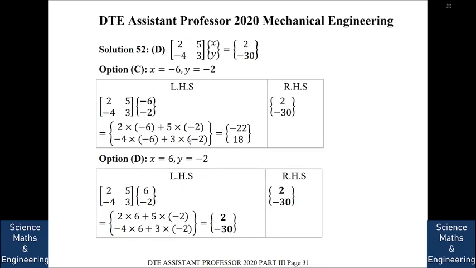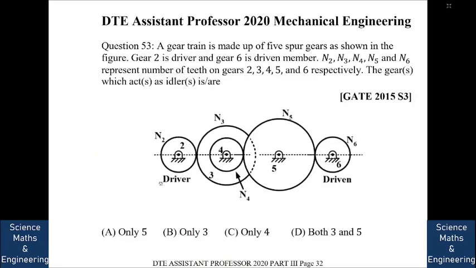So in exam the second method you can prefer more because it is faster. However, if these matrices are complicated, then we can use the first method. So next question. A gear train is made up of 5 spur gears as shown in the figure.